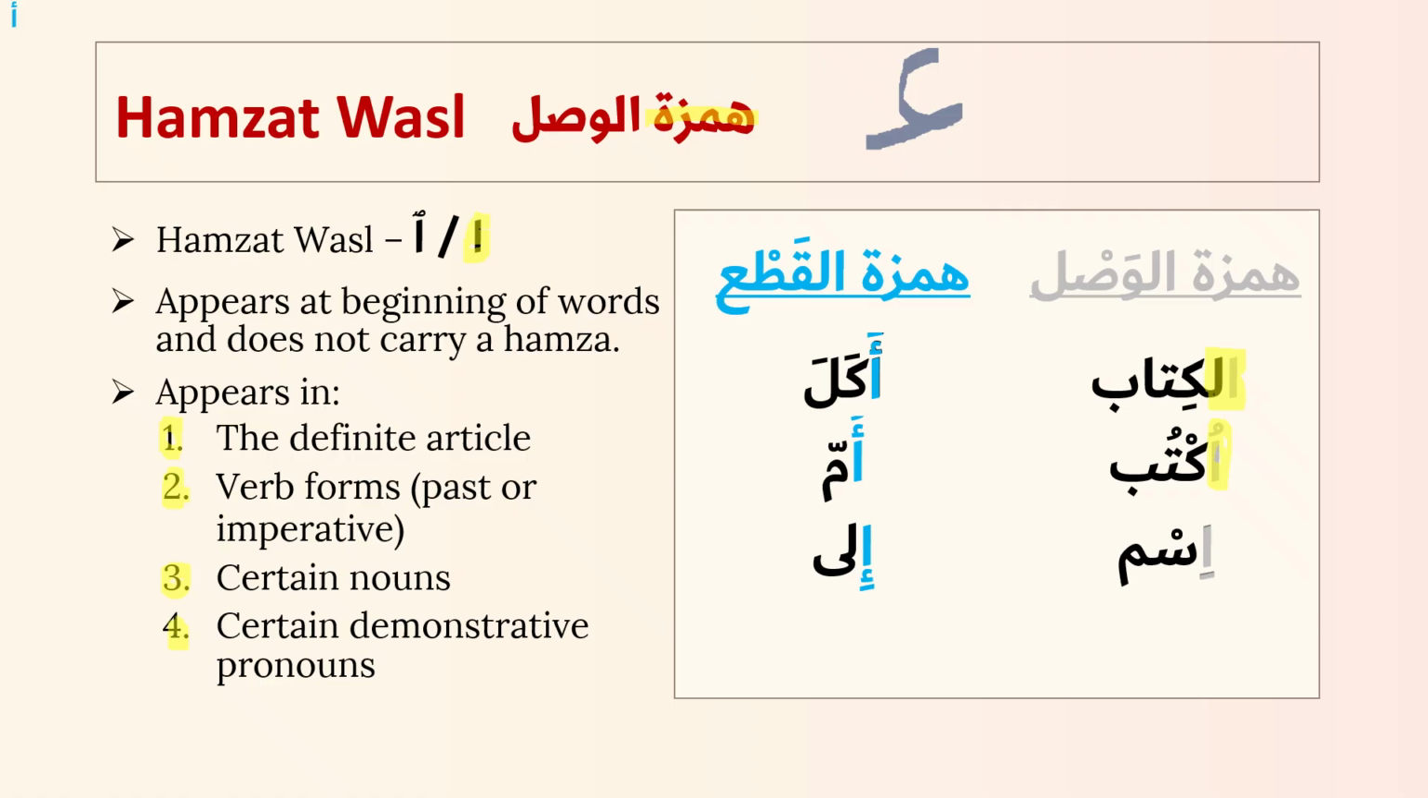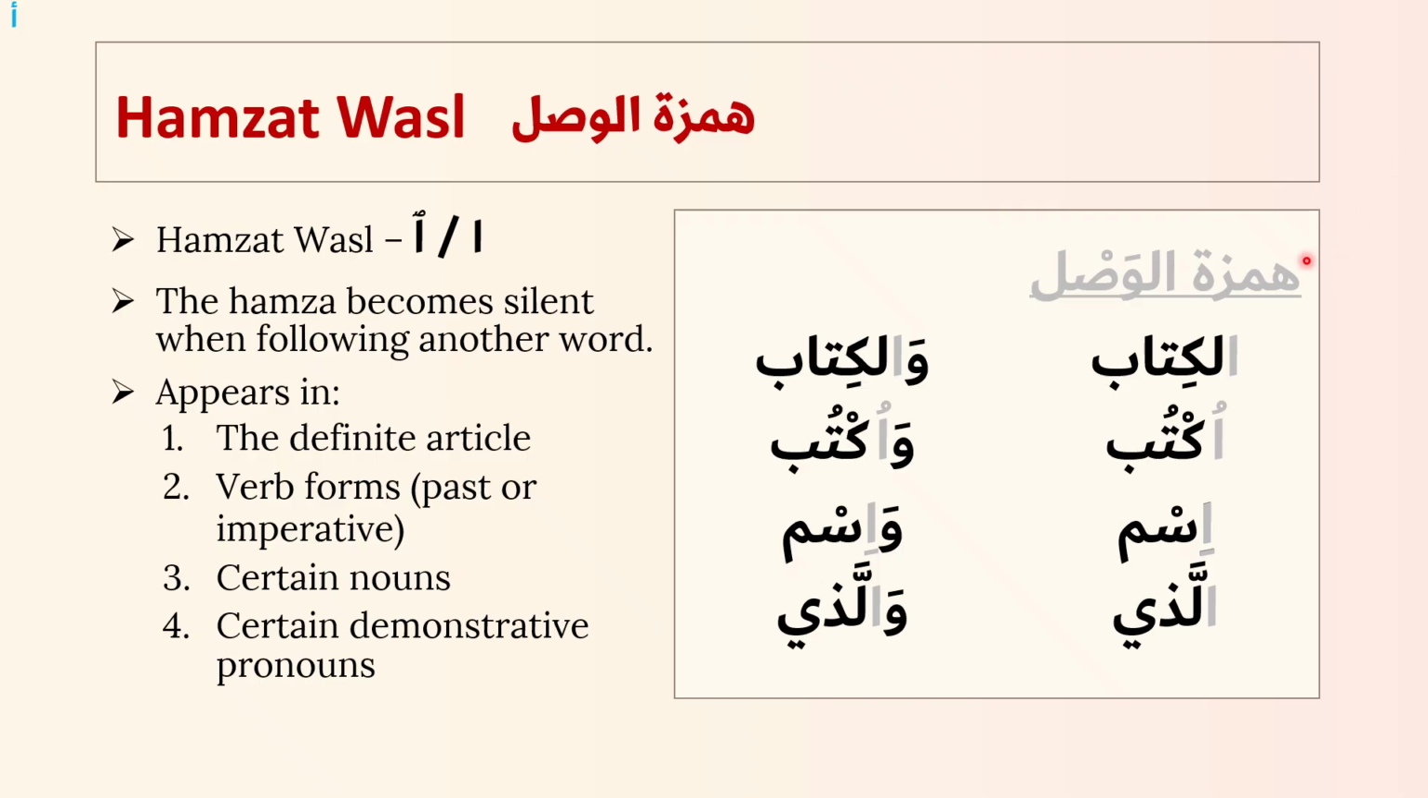The certain nouns, there are 10 nouns actually, and the demonstrative pronouns, these are التي and الذي. So also in these nouns, these words start with a Hamzat Wasl, where it's sometimes pronounced and other times not.